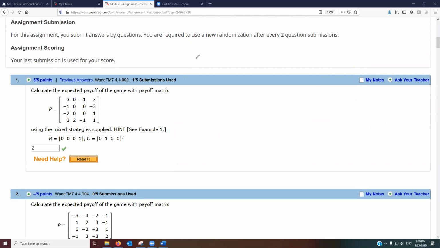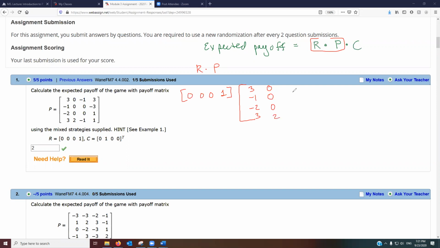So let's start out. So remember, the expected payoff is going to be taking R times P times C. But let's start off doing this R times P multiplication. All right, so let's do R times P. So we're going to take 0, 0, 0, 1 and multiply it by this P matrix. Okay, so the P matrix is 3, negative 1, negative 2, 3, 0, 0, 0, 2.